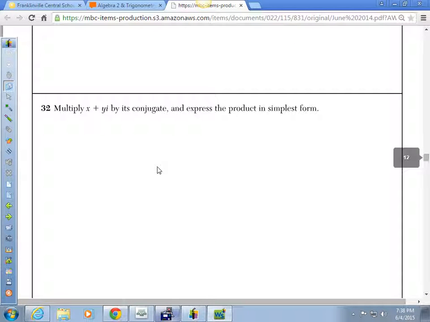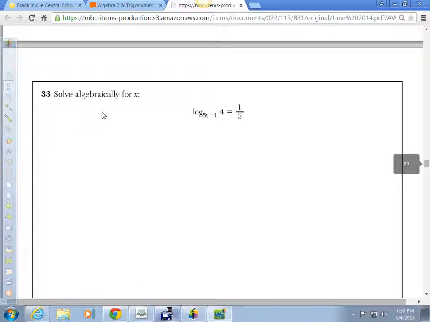Number 32, multiplying by a conjugate. So what is the conjugate of x plus yi? x minus yi. And did we look at that one? Yeah, we looked at that one. Solving the logs, we changed the log back into what? Exponential form.